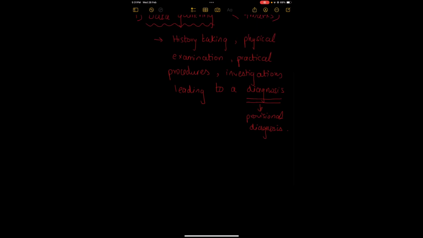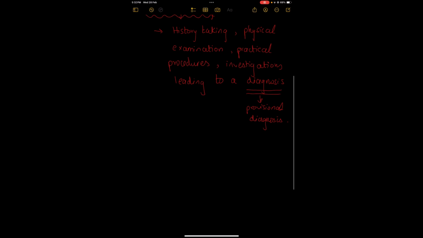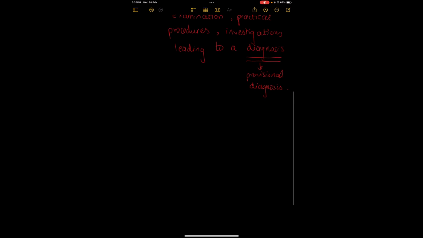So this entails the data gathering part. So all of the stuff that leads to a diagnosis. It does not include the diagnosis. It is all the things that you do, the history that you take, the examination that you do, and the procedures and the investigations that lead to a diagnosis that is included in the data gathering part.